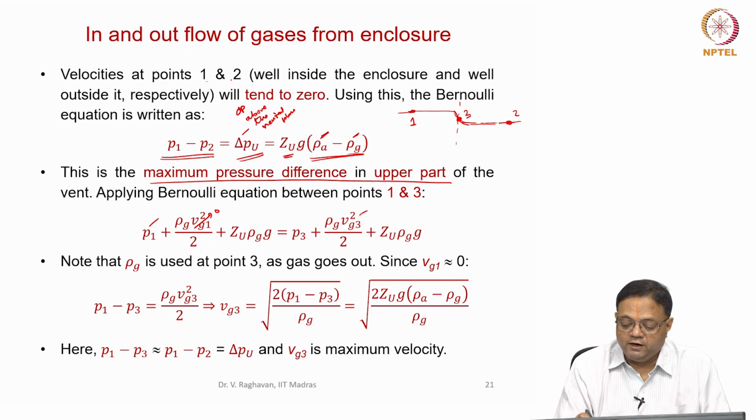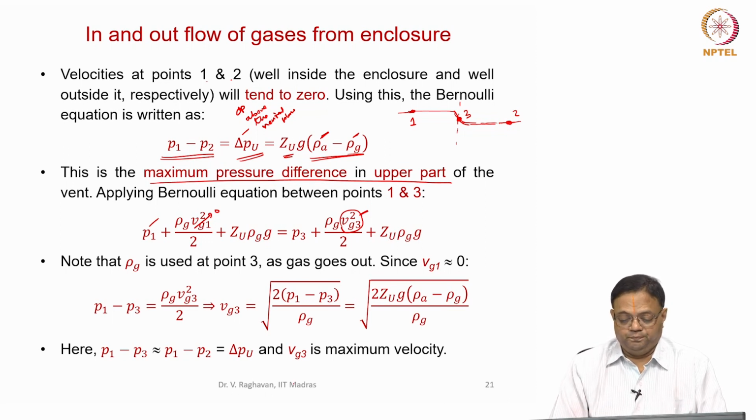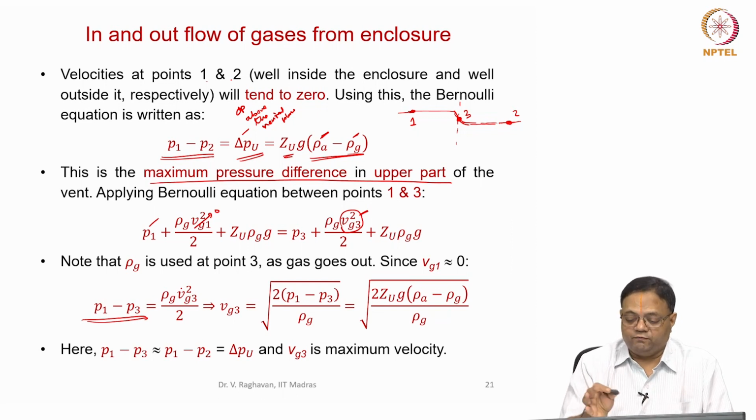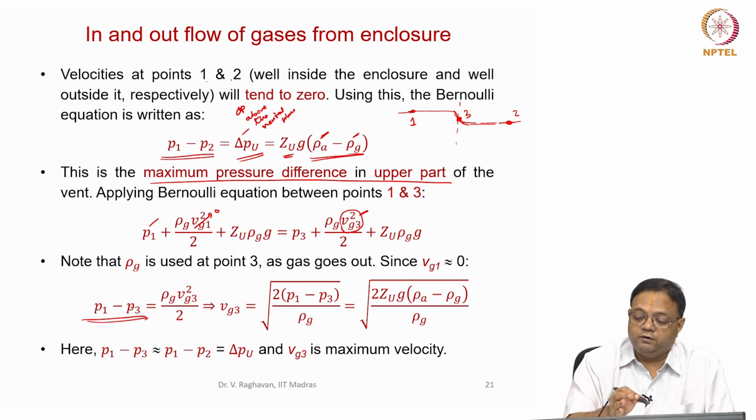Rho G Vg3 squared by 2. This will be the velocity of the gas which is flowing out, as an average velocity you can take at point 3, plus rho G Zu into g. Now again this is 0. So P1, take this P3 to the other side. This is the pressure difference exactly just before the exit plane and at the exit plane. P1 minus P3 equals rho G Vg3 squared by 2.